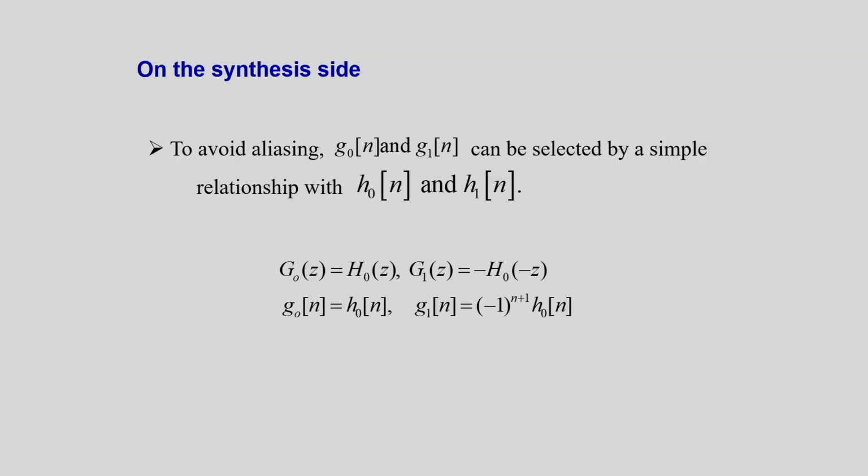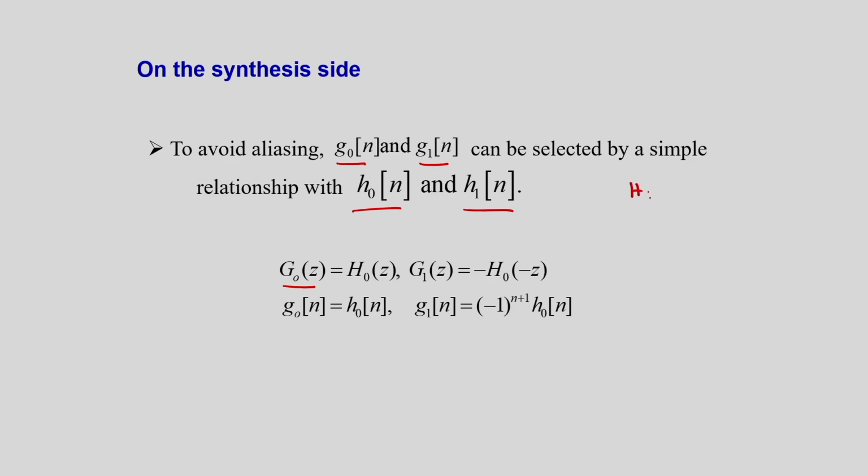And similarly for the synthesis side also we need the low pass filter and the high pass filter. So here you can see G0n, G1n. G0n is the low pass filter, that is a synthesis filter, and G1n is the high pass filter. From H0n, that is the low pass filter in the time domain, and H1n, the high pass filter in the time domain, you can determine G0z, the low pass filter on the synthesis side, which is nothing but H0z.